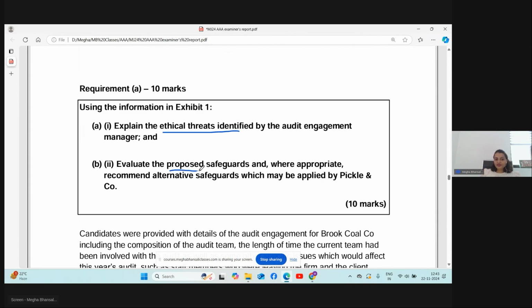Evaluate the proposed safeguard. They have also suggested safeguards. You need to see if these safeguards are correct or not. If they are incorrect, recommend an alternative safeguard. So here, instead of giving you answers, they're asking you for your review comments. So I think it's an easier question because you don't have to identify and write. You have to just say if it is right or wrong.